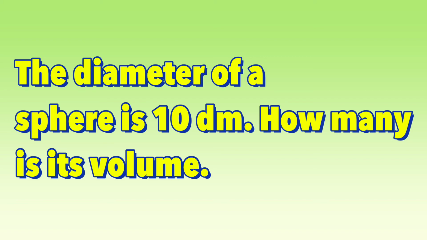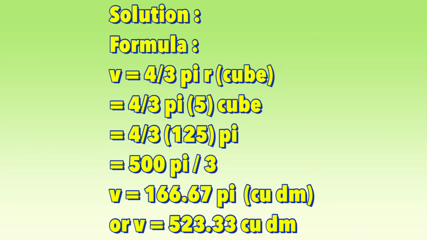Upon getting the radius, we have to follow now the formula of the sphere, which is volume equals 4 over 3 pi r cubed. Then substitute the given: equals 4 over 3 pi, and the radius now is 5 cubed, then equals 4 over 3 times 5 times 5 times 5 equals 125 pi. Then 125 times 4 equals 500 pi over 3.